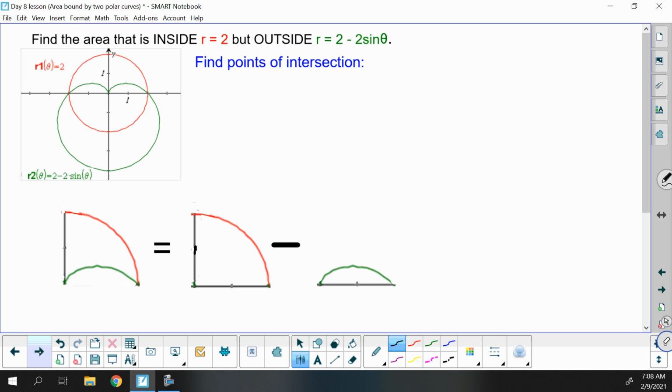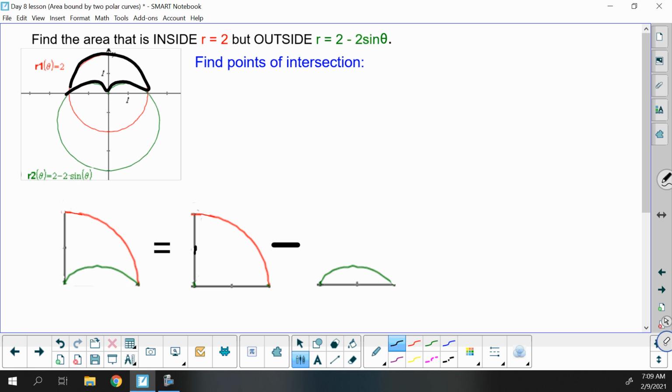So if we go to the next page, we want to find the area that's inside our red one, but outside our green one. So what we're going to do is take basically a quarter of the red one and subtract off that little hump from the green one. And then we'll double it because there's 2 of those sections. Because in the end, what we want is all of this space, essentially.